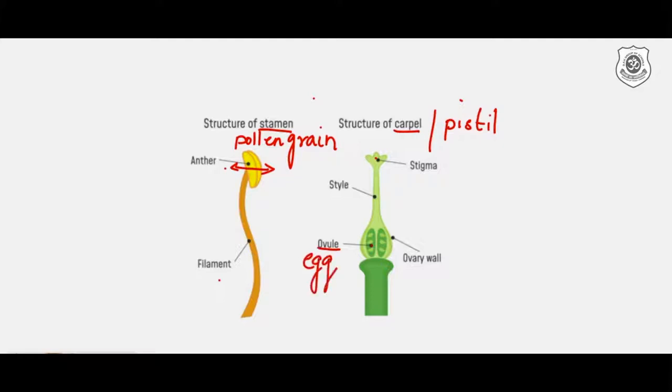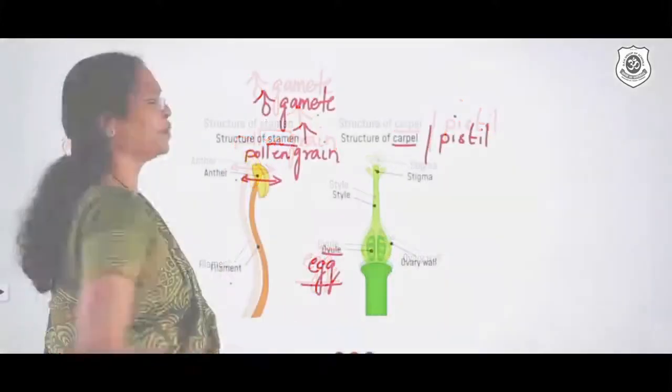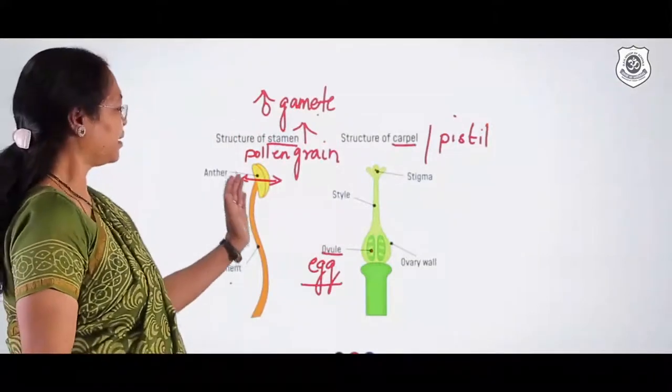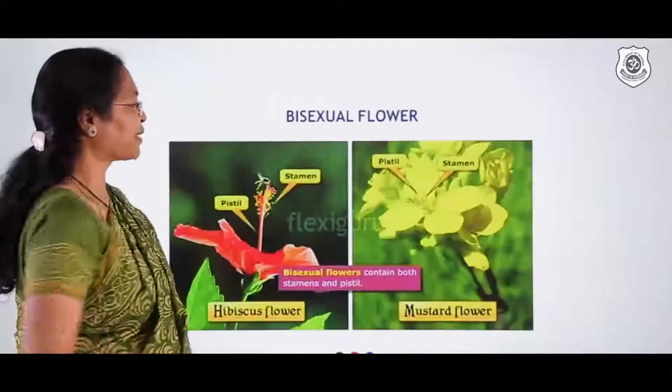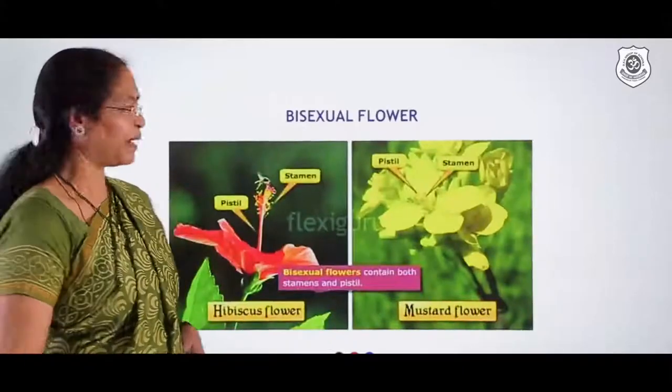So the pollen grain will give rise to the male gametes, and the female gamete or the egg is inside the ovule. So this is the male part of the flower and the female part. Taking for granted you've understood the male and female.